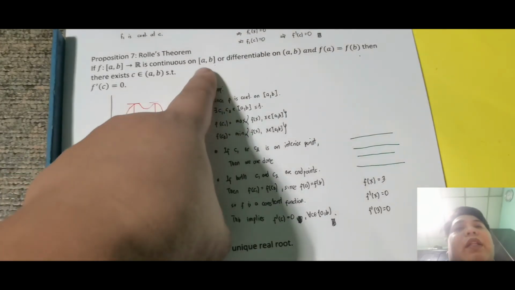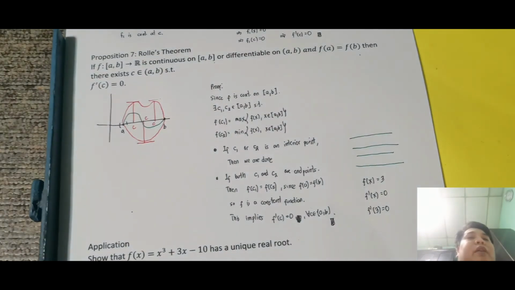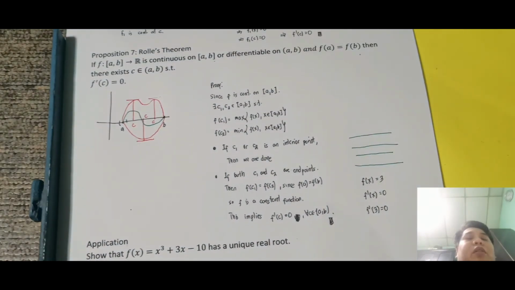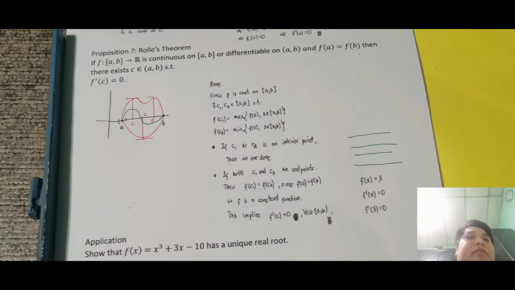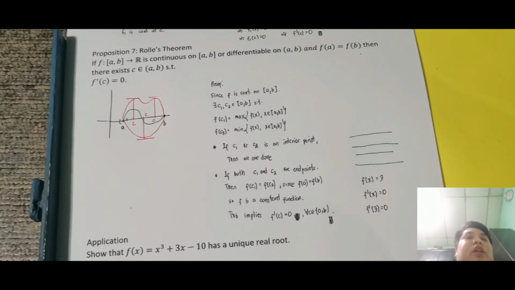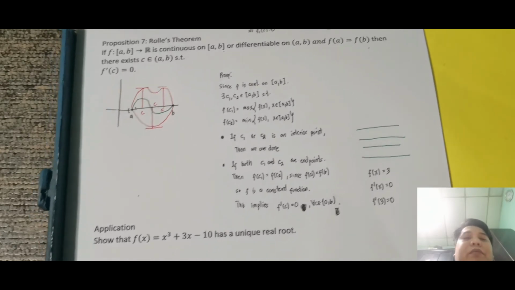So ito yung ibig sabihin ni Rolle's theorem. So provided na dapat interval yung domain. Okay, so again gumagana si Rolle's theorem pag closed and bounded interval yung domain natin. So ito yung isa sa mga restriction ni Rolle's theorem before mong gamitin.